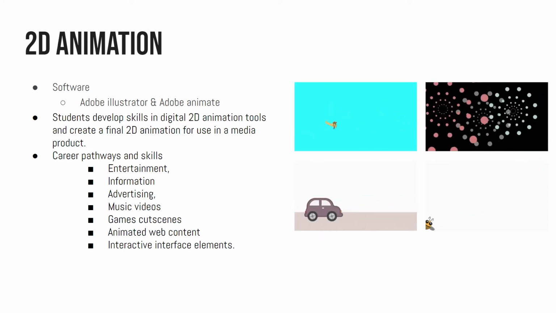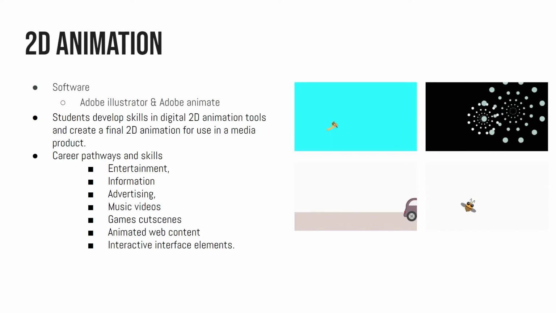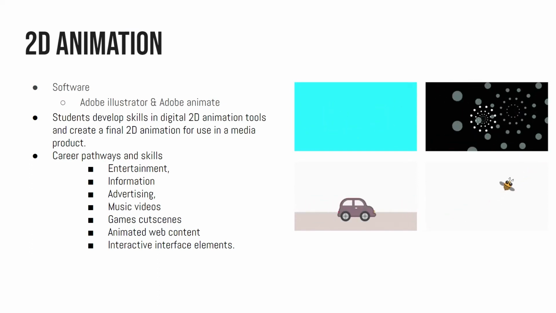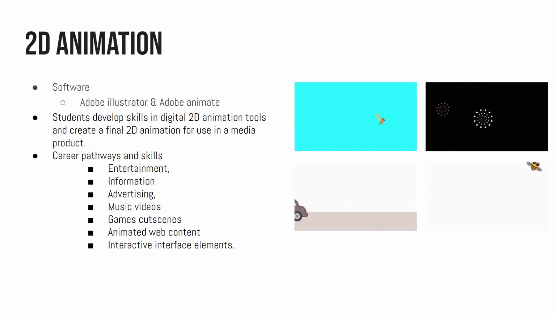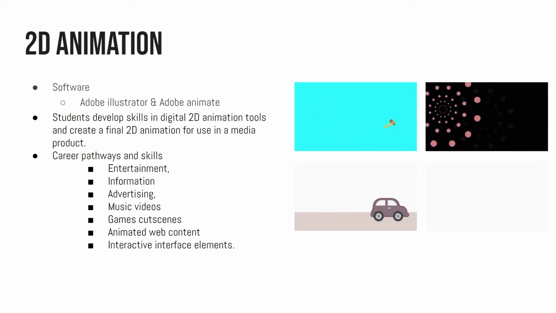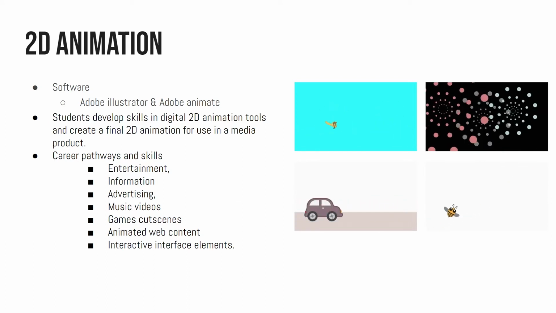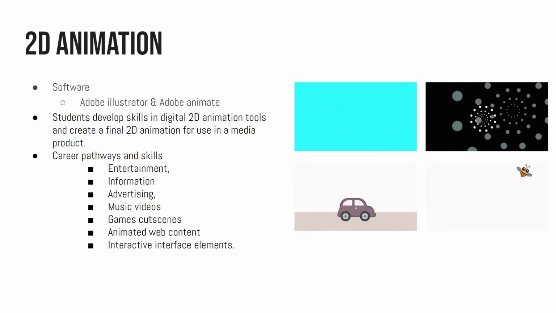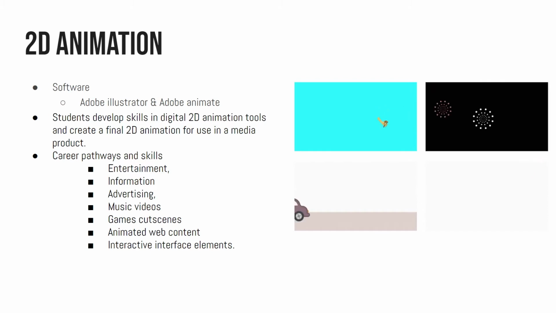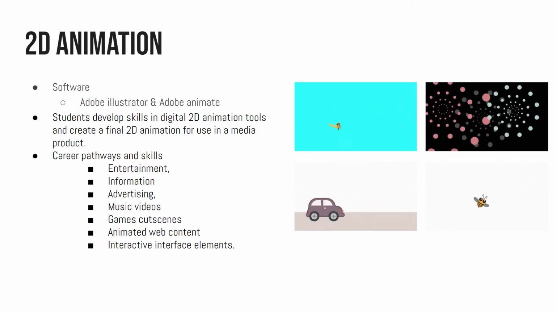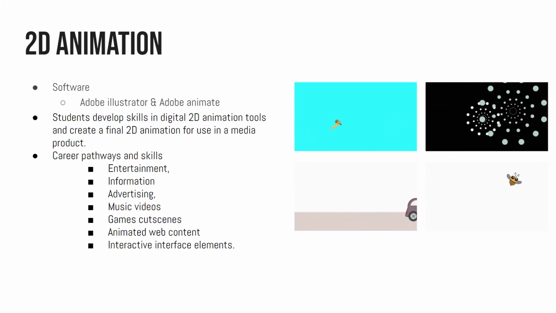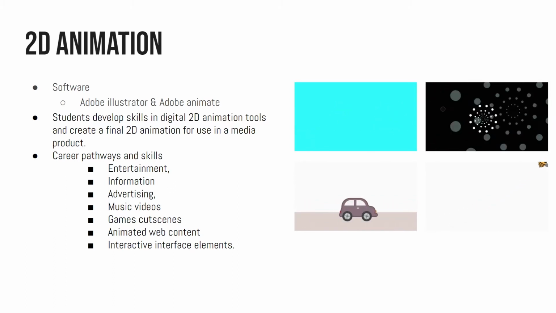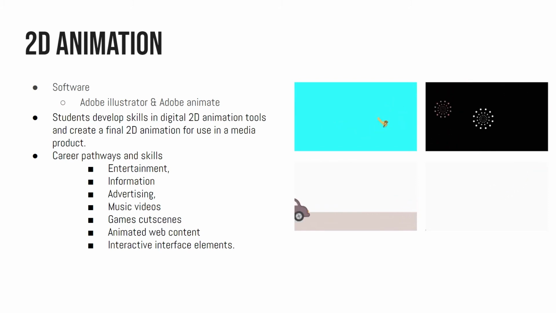We've got 2D animation. The software we use for this is Adobe Illustrator and Adobe Animate. Students develop the skills in digital 2D animation and create a final 2D animation for use in a media product. You've got lots of career pathways with this: entertainment, information, advertising, music videos, game cutscenes, animated web content, interactive interface elements. There's lots of different things you can do with animation, and lots that aren't listed here as well. You can see some of the types of things we produce on the right hand side there as well.